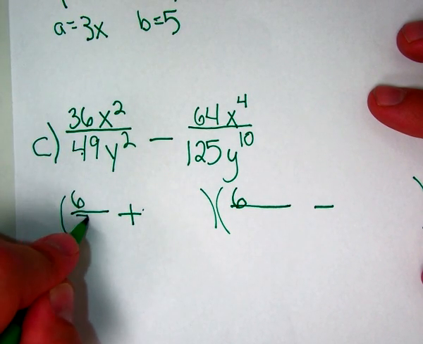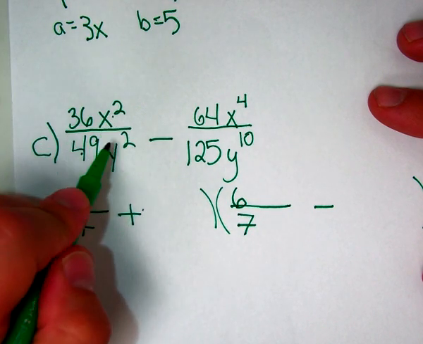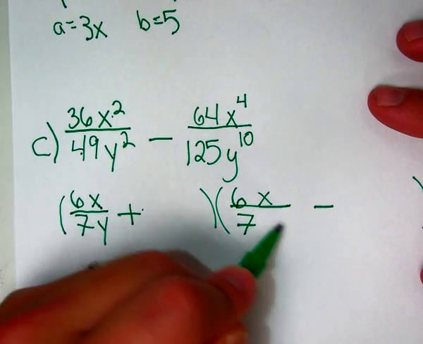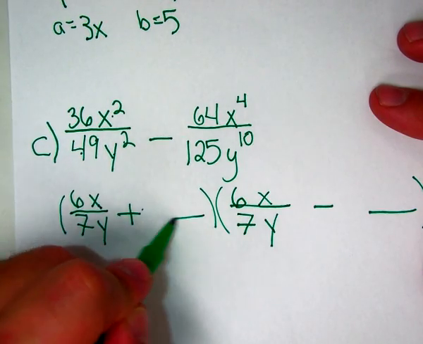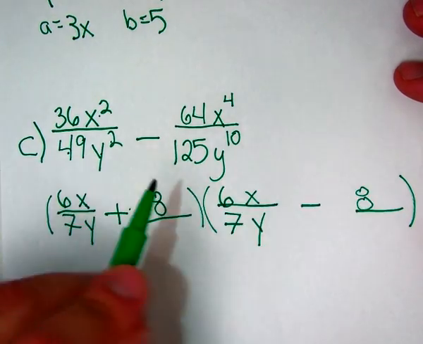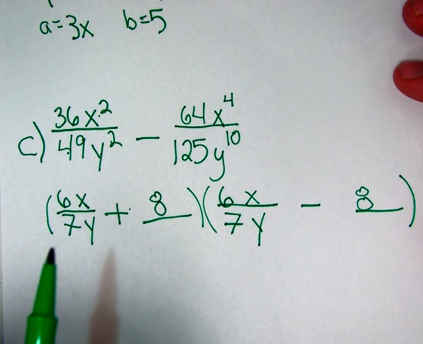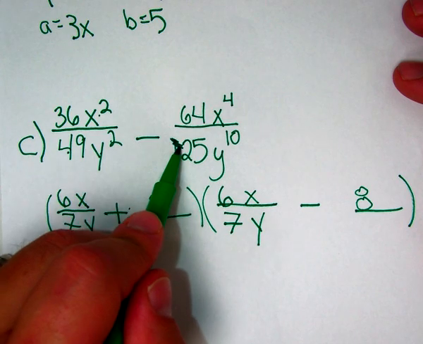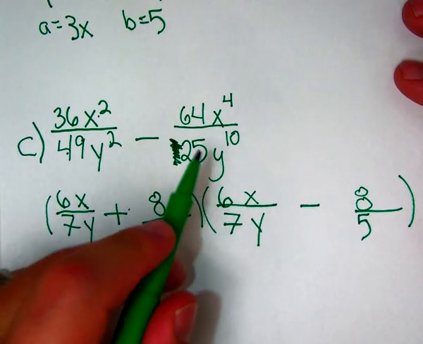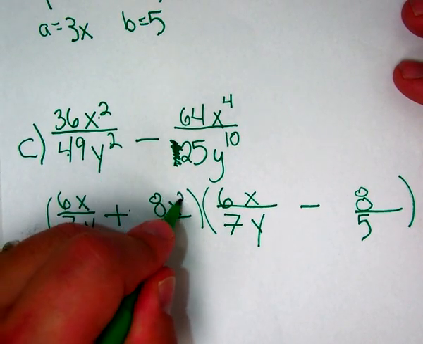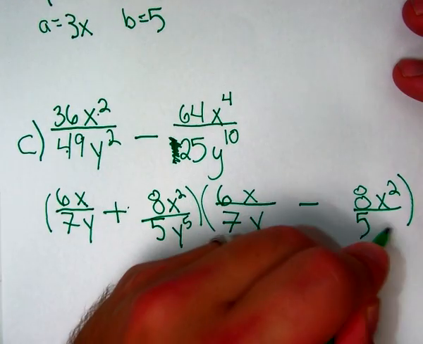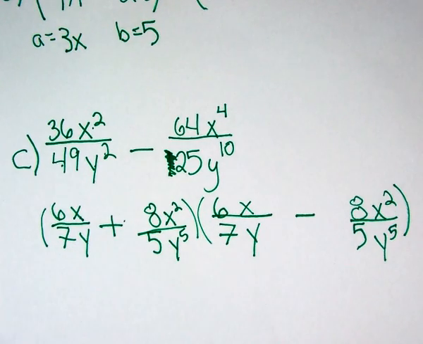Square root of 49 is just 7. X squared cut in half is just x. Y squared cut in half is just y. Square root of 64 is just 8. Square root of 125, ooh, that's not the value I wanted, I'm sorry. I meant to make this actually a 25. So square root of 25 is just 5. X to the 4th is going to be an x squared because we just chop it in half. And y to the 10th chopped in half is going to be y to the 5th and y to the 5th. There you go. Again, this is one of the easier goals.